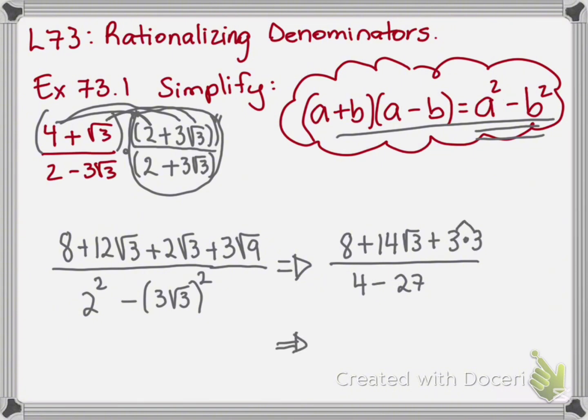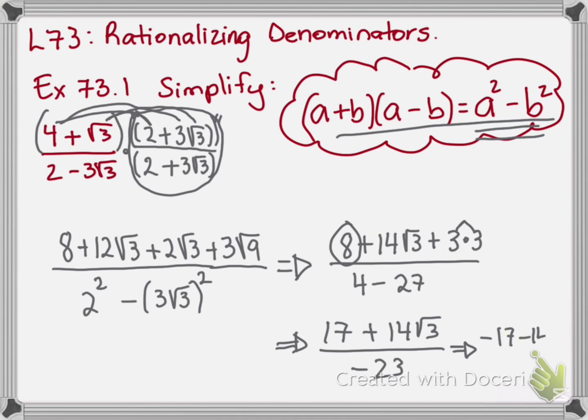Then we just have to simplify here. We have 3 times 3 is 9, plus 8 is 17, plus 14 square root of 3. And then in the denominator, we have 4 minus 27, which is negative 23. Now remember, we never leave the negative in the denominator, so we're going to rewrite that with a minus, and I'll just apply that negative to both of the numbers on the top, over 23, and that's our answer.